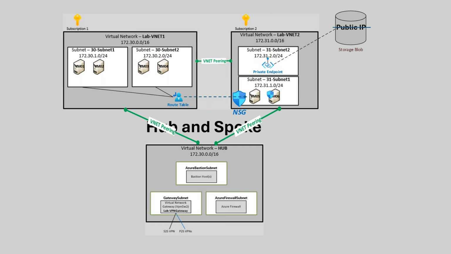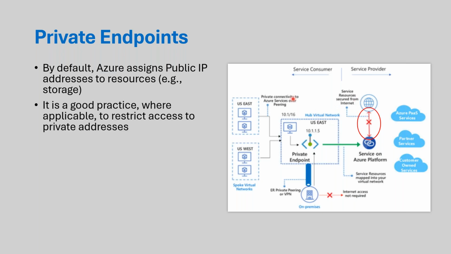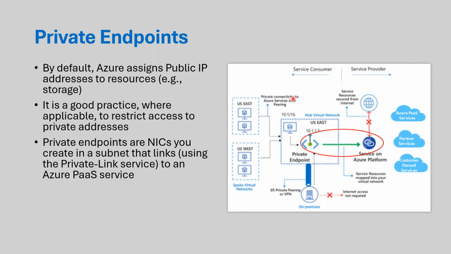So let's drill into this a little bit more. By default, Azure assigns public IP addresses to resources. So everything gets a public IP address, as you see there. What we want to do is get rid of that public IP address and restrict it to private IP addresses. And that's where the Private Link service comes in, the service that connects this NIC to this resource. That's private endpoints, and that allows you to get to a platform as a service resource, like storage, et cetera.